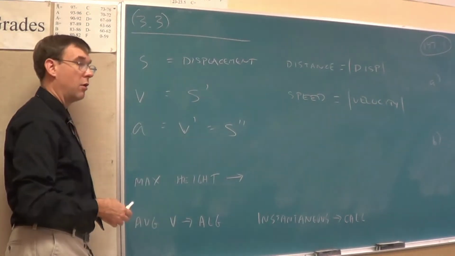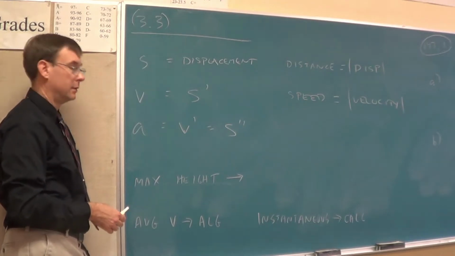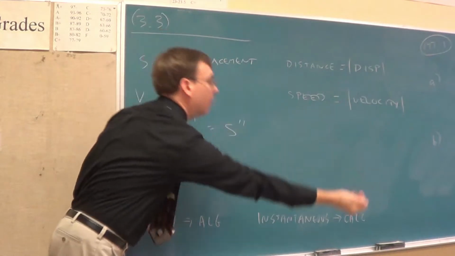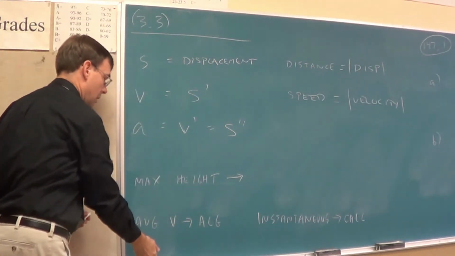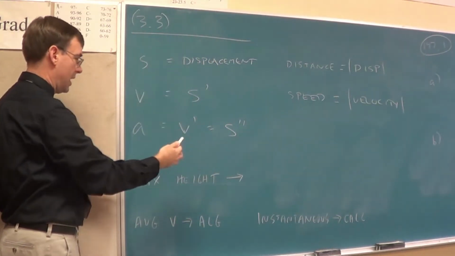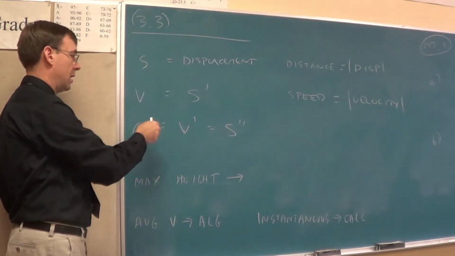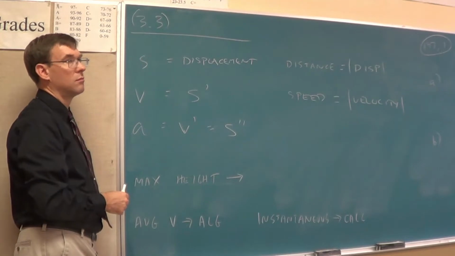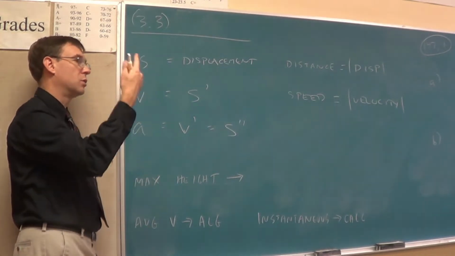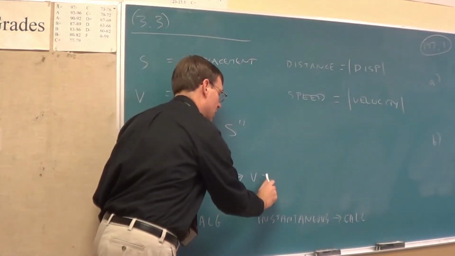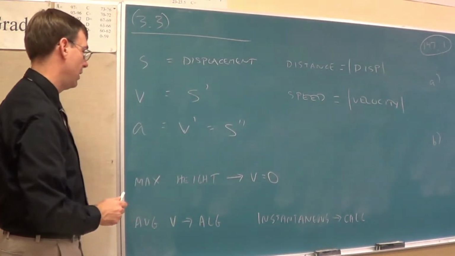But something else is going on at maximum height. What does my chalk do there? It stops. In terms of S's, V's, and A's, what do we know about one of those items when something stops? No, the acceleration was always 9.8 in the metric system. It's the velocity. The velocity is 0 when we hit maximum height of an airborne object.